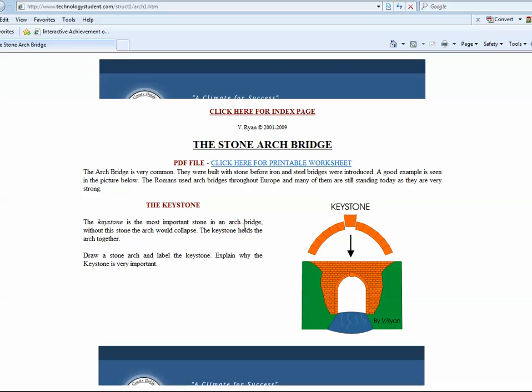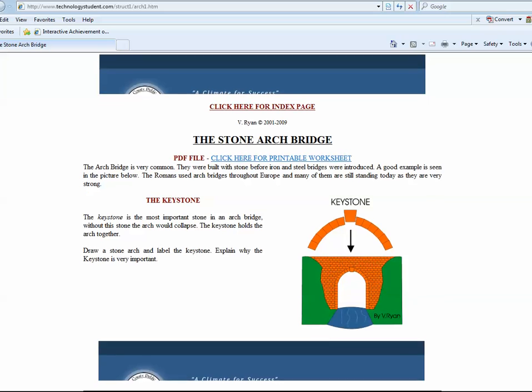The keystone is one of our special quadrilaterals. It's the most important stone in an arch bridge. Without this stone, the arch would collapse. The keystone holds the arch together. So see how in this arch bridge right here, this stone right here that's called the keystone, that's a special shape. Can you tell what it is? One pair of parallel sides. The legs are congruent. That's an isosceles trapezoid.